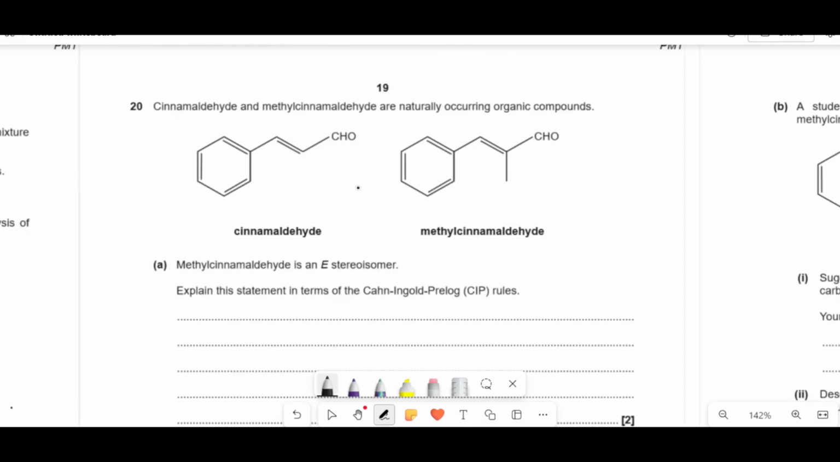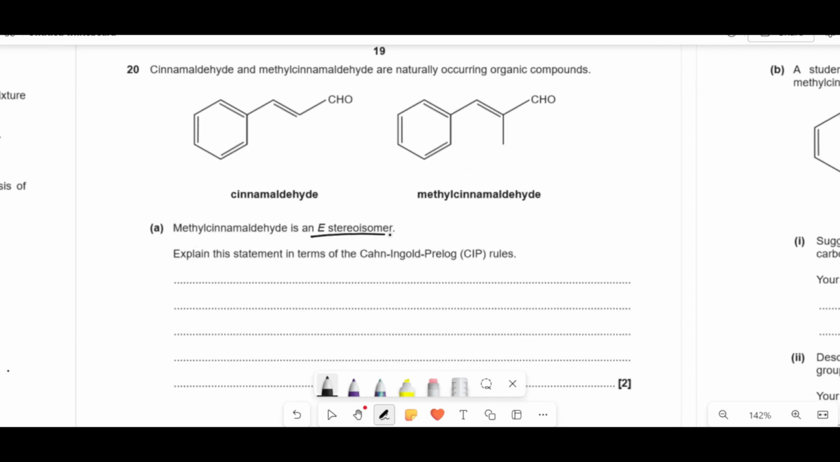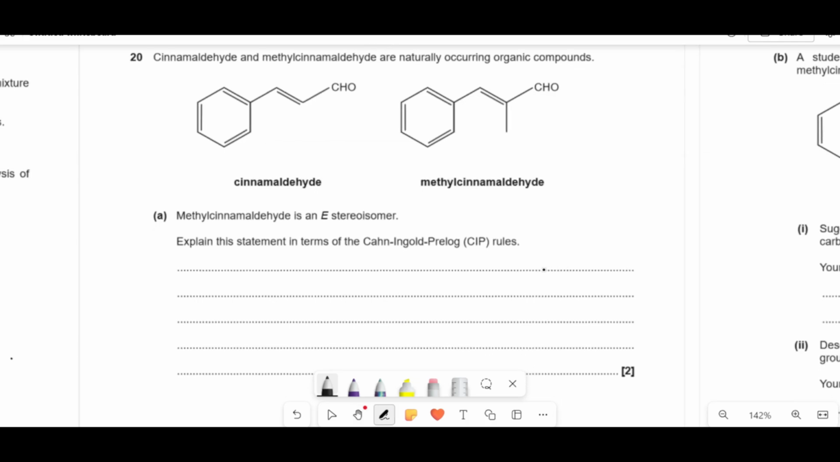Okay, so cinnamaldehyde and methyl cinnamaldehyde are naturally occurring organic compounds. Methyl cinnamaldehyde is an E stereoisomer. Explain this statement in terms of the Cahn-Ingold-Prelog CIP rules. What that means is that these guys came up with rules saying that the highest priority groups are the ones with the highest atomic number, the most exciting groups, really. If they're on opposite or the same sides, that affects whether you've got an E or a Z isomer. So here he's told you that it's an E stereoisomer.